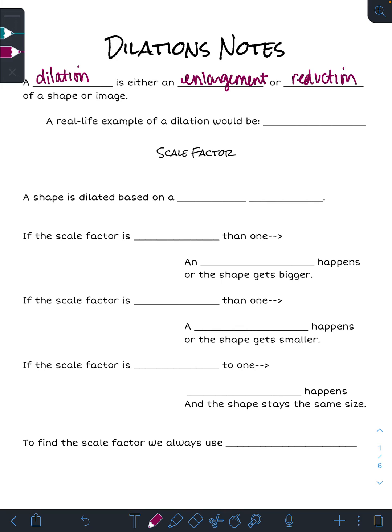So a real life example that I like to use is your pupils in your eyes. If you turn the lights down, they enlarge to let more light in. But as you turn the light back on, your pupils reduce to let less light in. So a real life example of a dilation would be your pupils enlarging and reducing based on the amount of light. Now, when we deal with dilations, we dilate an image based on a scale factor.